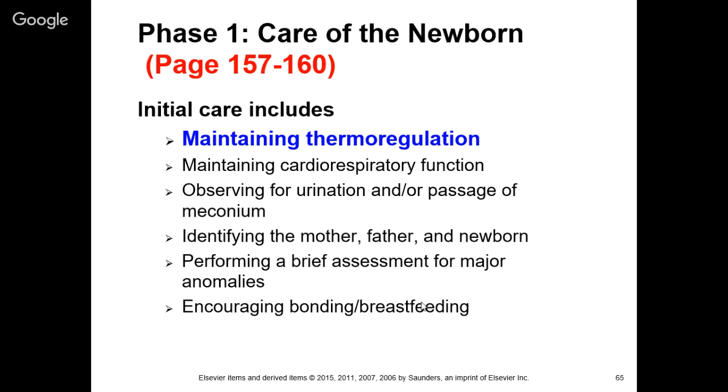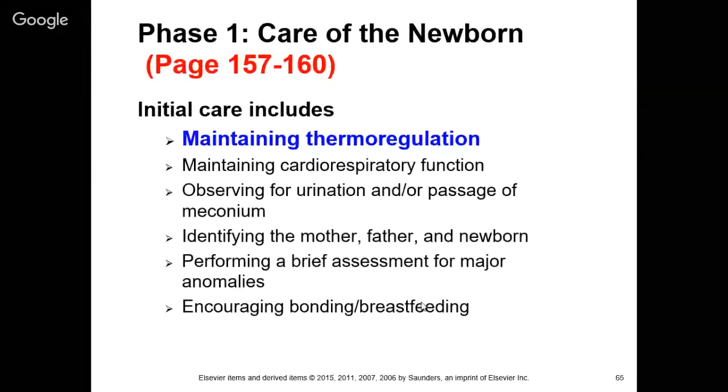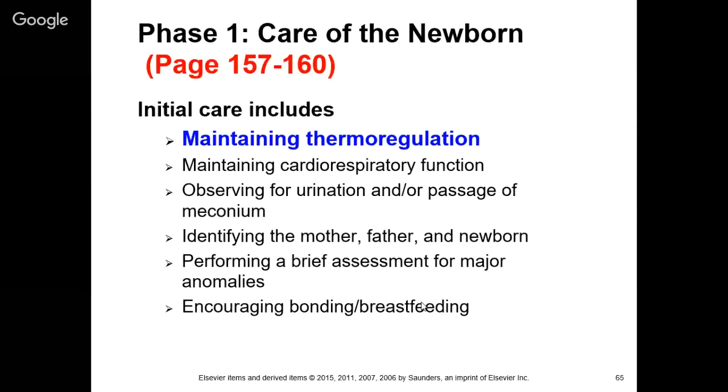You want to make sure that they are maintaining cardiorespiratory function. Remember that in fetal life, their blood bypasses the lungs, and now the blood is going to the lungs to exchange oxygen and CO2. So you need to keep an eye on their cardiorespiratory function. Make sure that they're going to the bathroom. They should be having 6 to 10 wet diapers a day, and you want to look for the passage of meconium.